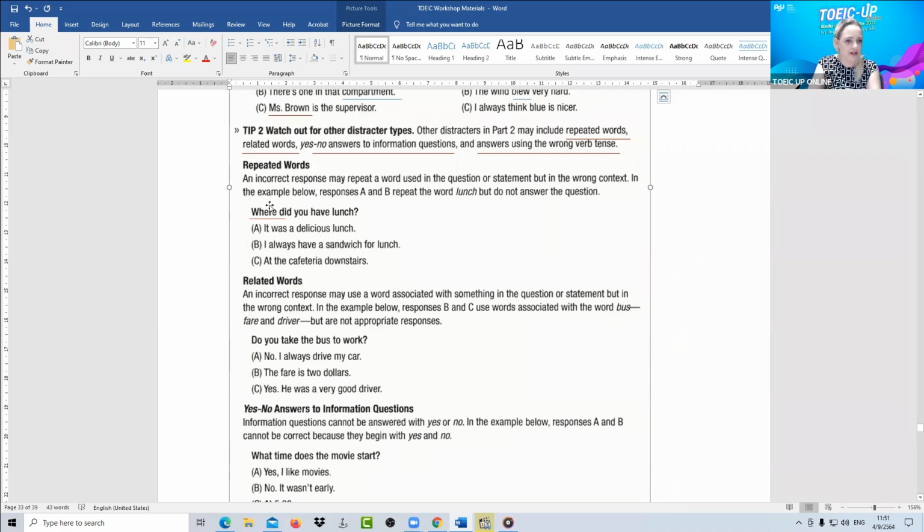I have a sandwich. It's a distractor, this lunch. You're listening for where, not what. At the cafeteria downstairs is your location. So repeated words can be very dangerous. Just because you hear the same word in the answer does not mean that is the answer. Always focus on the question word. Always focus on the question type. That is what you need to focus on, not the individual words.